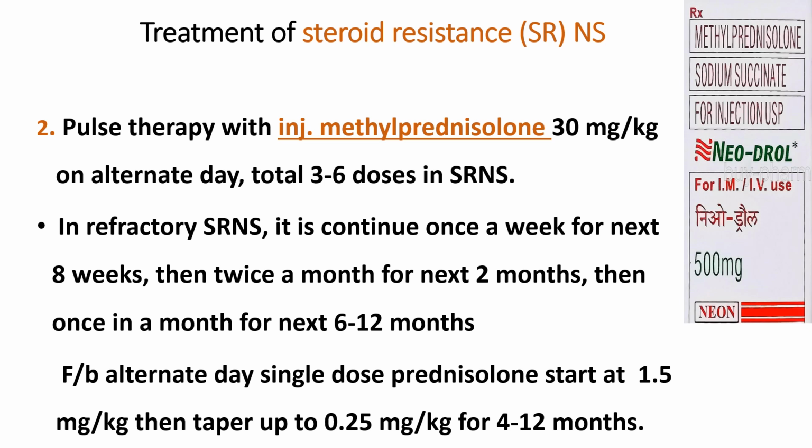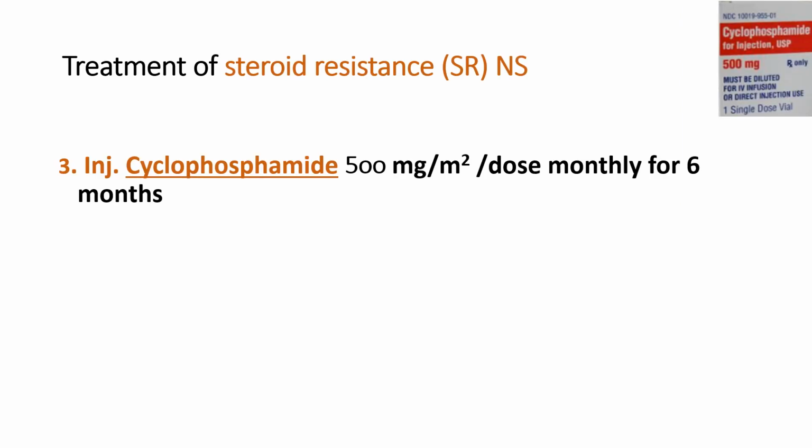It should be followed by alternate day single dose prednisolone 1.5 mg per kilogram. Then it should be tapered up to 0.25 mg per kilogram, and it should be continued for next 4 to 12 months. If child has not responded to oral cyclophosphamide and methylprednisolone pulse therapy, then we can give injectable cyclophosphamide 500 mg per meter square per dose every month, injectable for 6 months.